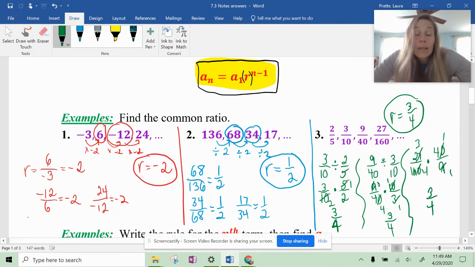You might be able to do it. That's great. If you can't figure out what's being multiplied by each time in your head, then you can just take any number, divide it by the preceding number, make sure that stays consistent, and that would be your r value.